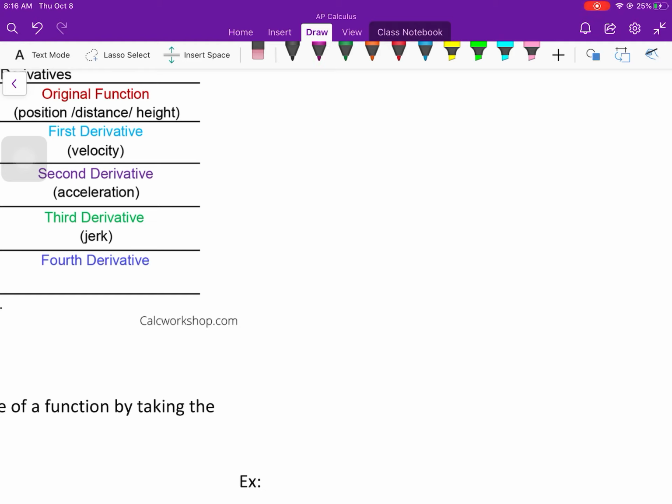If you have, let's just say y equals x to the third, then y prime is 3x squared. And you can take the derivative of that, and it becomes 6x. And then you can take the derivative of that, and it becomes 6. And then you can just keep this process going. And usually we just go down to the second derivative because there's some applications there.